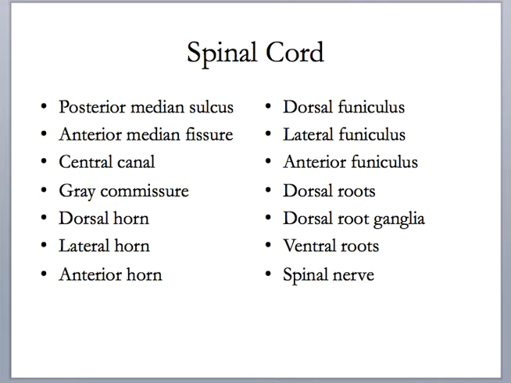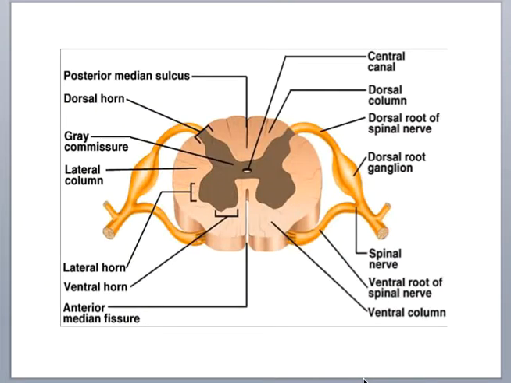The structures of a spinal cord, you should be able to identify all of these structures on a spinal cord. This is something that you can look at your book, and it has it all labeled. I also have a diagram here for you. I'm not going to go through all the points. That's something that you can do on your own. But what I will talk about is the overall structure of the spinal cord. This is a cross section through the spinal cord.